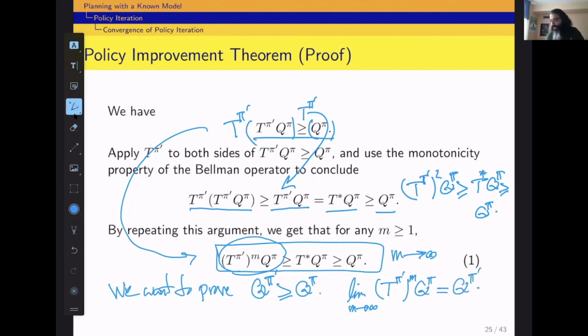So that's what we have, essentially, these proofs suggest. And this is true because of what property of the Bellman operator? Contraction, exactly. So T pi prime is a contraction. So no matter what Q function is applied here, when we apply it many times, like infinite times, it should converge to the value function of that policy.